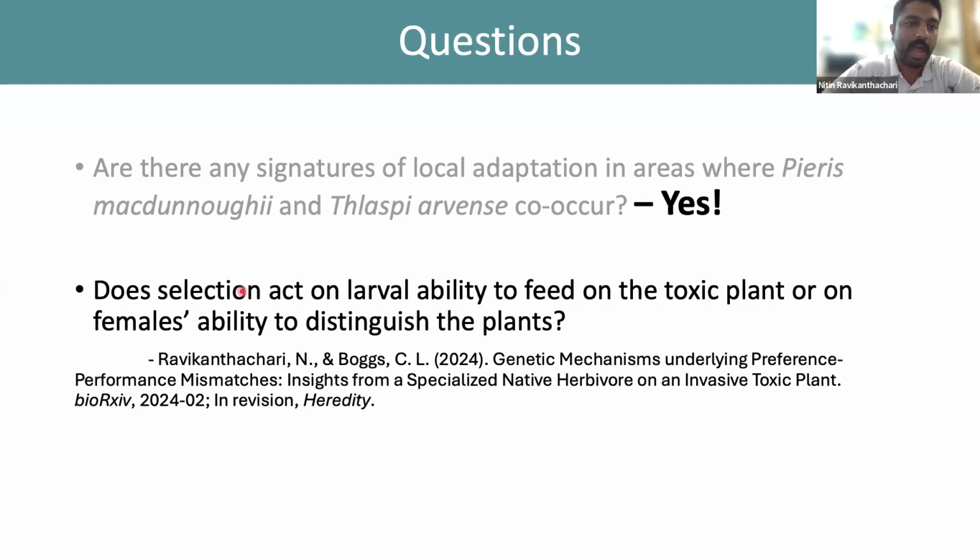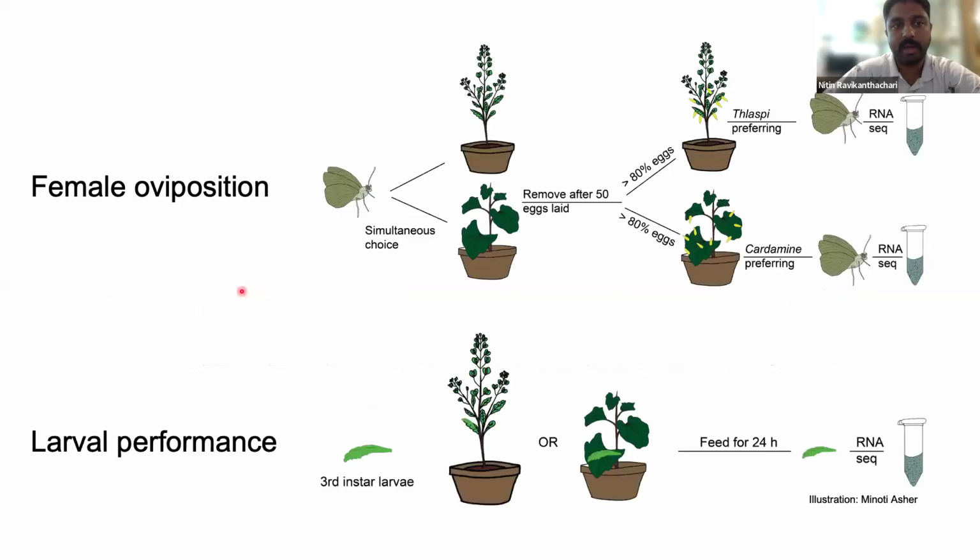Is it occurring on larval ability to feed on the toxic plant or on the female's ability to distinguish between the plants? To do that, we conducted a simultaneous female oviposition choice experiment, where we gave the females a choice between the native and the invasive plant. We collected their eggs, quantified how many eggs they laid on each plant, and then quantified preference, and we did RNA-seq on the female tissues.